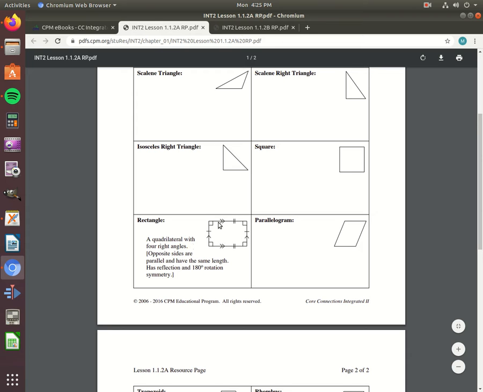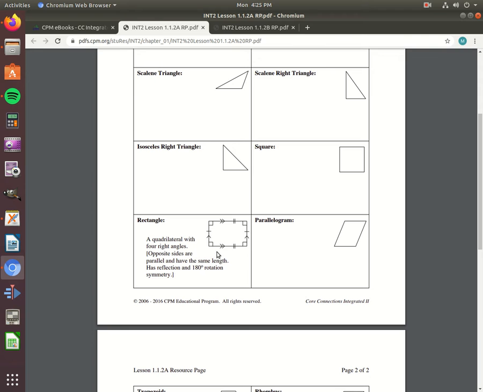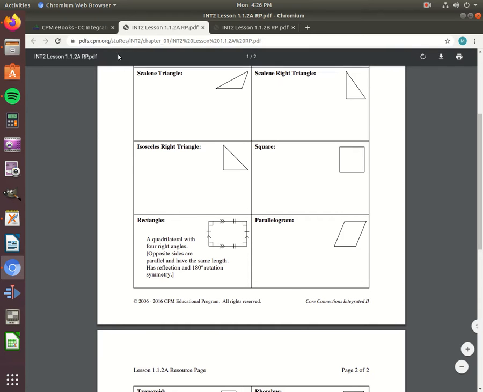Opposite sides are parallel, and they have the same length as well. Again, these carets, if you remember from Integrated 1, mean parallel, and these ticks mean the same length. Sometimes kids have a tendency to look at these carets and think that means they're the same length. That's not true. It just means that this line is parallel to this line. These ticks say that these sides have the same length. And then it says it has reflection and rotation symmetry.